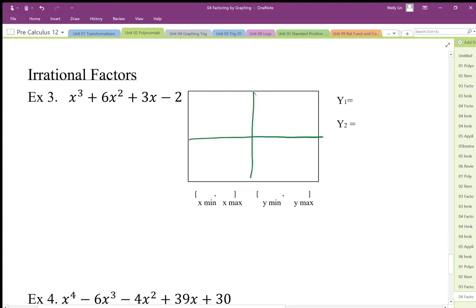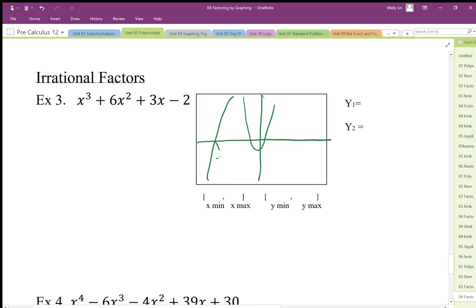And I can see there's three roots. Okay, so I've got something that looks like that, and I can see that there's three roots. This one here looks like it's going to be negative 5.37, I think it is. This one here looks like it's at negative 1, and the last one looks like it's at positive 0.37. Okay, so there are my three roots.